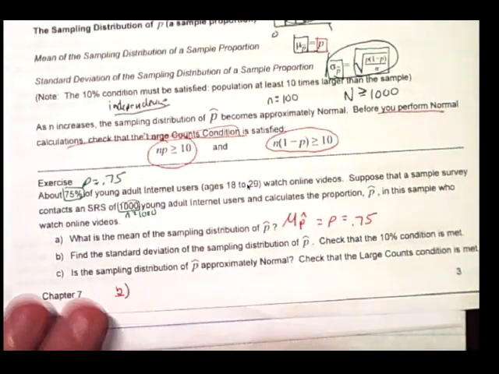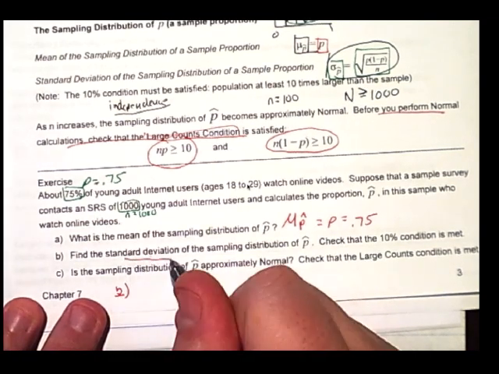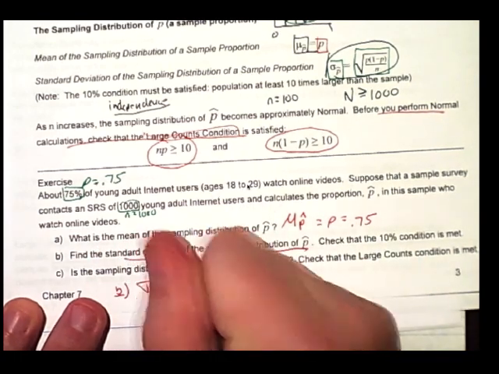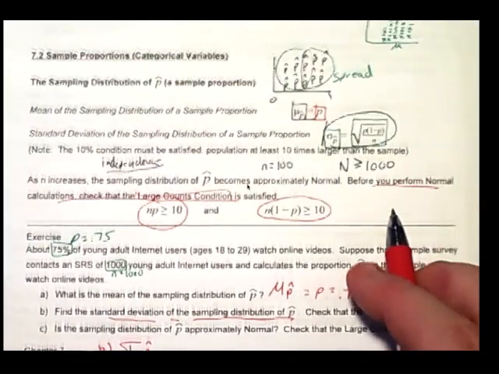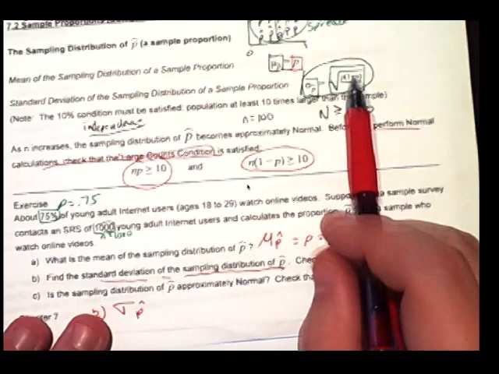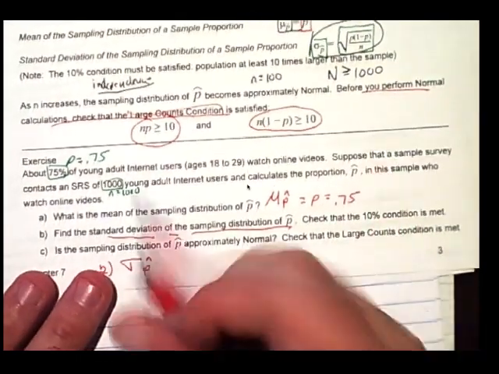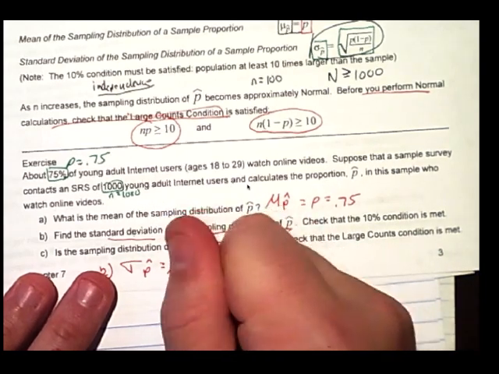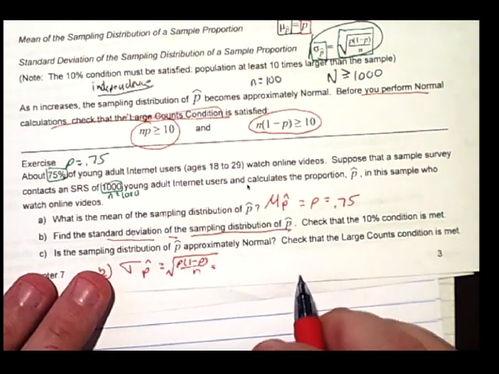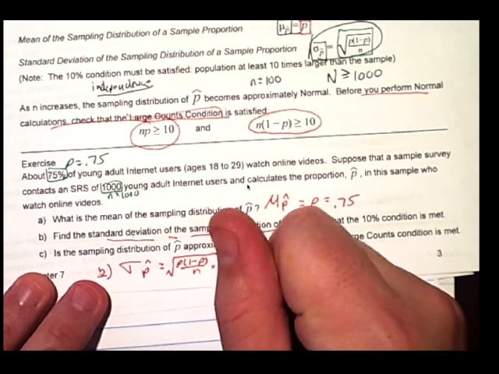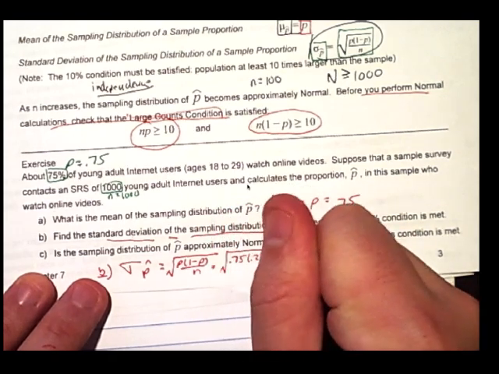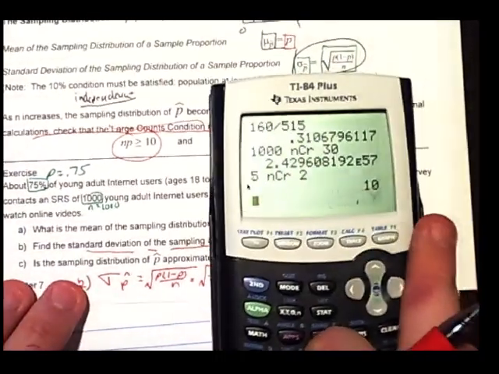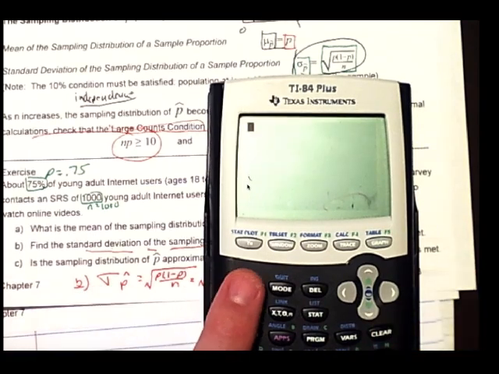Part B says find the standard deviation, or the spread, of the sampling distribution of p hat. So they're asking me for sigma of p hat, how the p hats are spread out. We're going to use this formula for that. I'm going to take the square root of rho times 1 minus rho all over n. So I would take 0.75 times 0.25 all over 1,000 and put it under a square root. We can do that in one step in the calculator.